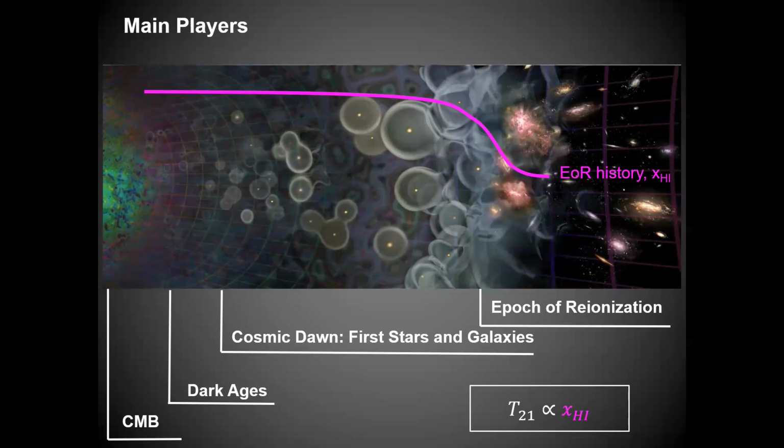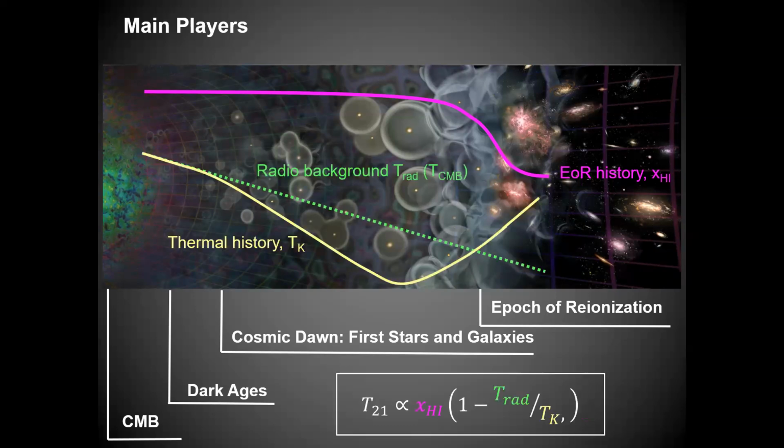To the leading order, the signal, which I will refer to as brightness temperature, is another measure of the intensity of the radio signal. But to the leading order, it's just proportional to the amount of neutral hydrogen, so proportional to the neutral fraction. To the next order, there is a correction from the radiative transfer equation. So one can solve how radiation propagates.